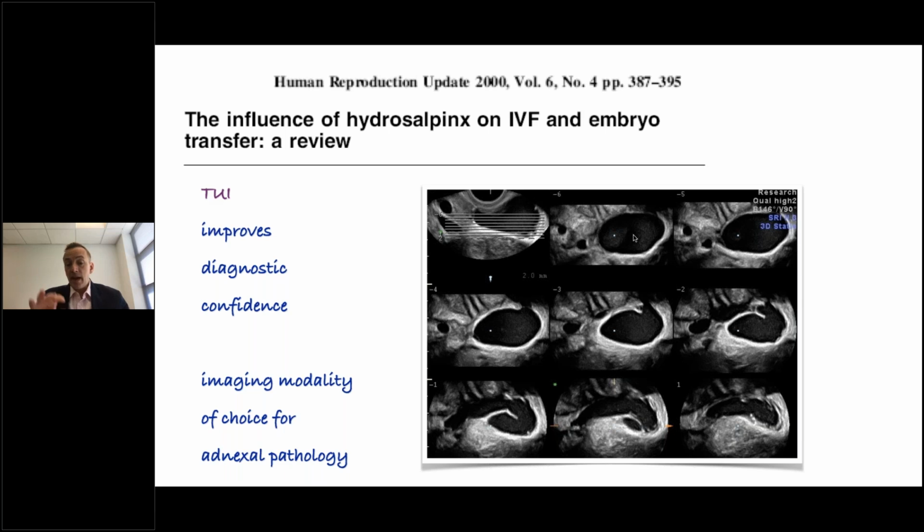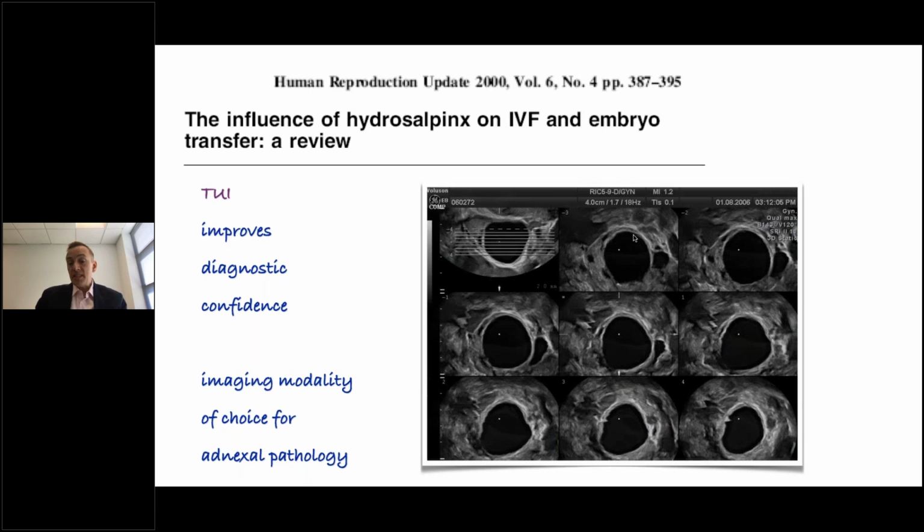And again, you can see here that that is a classic hydrosalpinx. In the first few images, you could understand why it might be mistaken for a simple cyst. But as we move through the volume, we can see the typical tube retort-like structure. So TUI, or tomographic ultrasound imaging, gives us this confidence that yes, it is a hydrosalpinx. And if we're going to stop treatment or refer somebody for surgery, you want to make sure that you know what you're dealing with. You don't want someone to have an unnecessary laparoscopy, but equally, you don't want to allow somebody to proceed with treatment if they have a hydrosalpinx, for the reasons I've stated earlier, that it has a very significant detrimental effect.